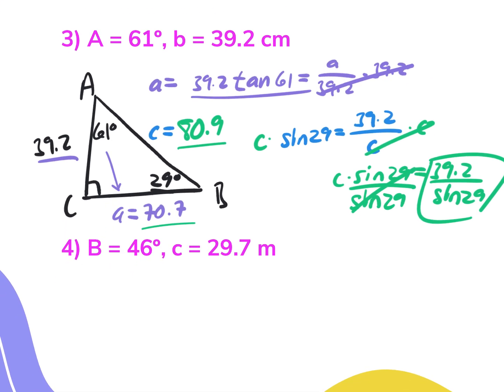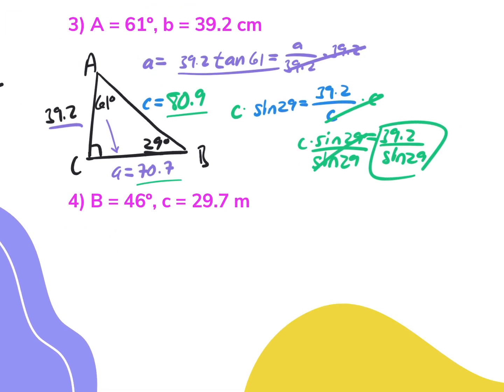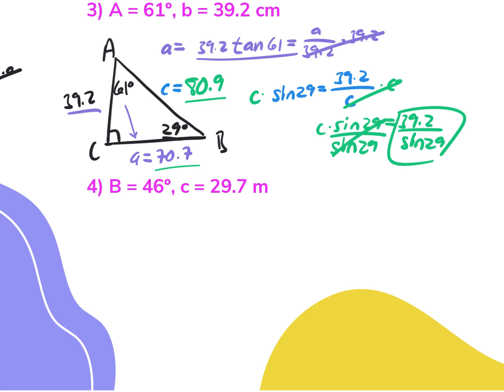All right, so we can do the same thing with the next one. Once again, I would draw a triangle, since we are not given one. Our angle C is going to be our right angle. I'm going to say this is A and this is B. Let's label everything we have. I have that B is 46, C is 29.7. So I can easily find angle A by subtracting 46 from 90. That's going to get me 44 degrees.